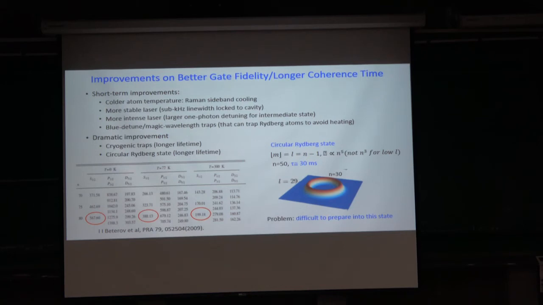It's just like there are no traps there, so you can minimize the decoherence. So there is still a lot of room for improvement. And if you want to get dramatic improvement, maybe you need to go to a cryogenic trap.